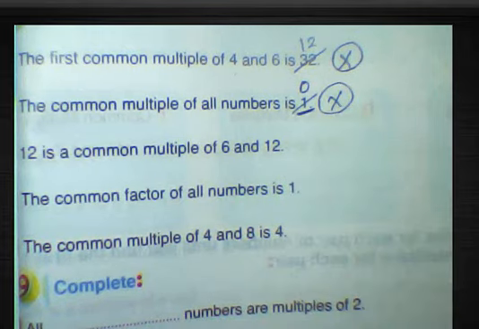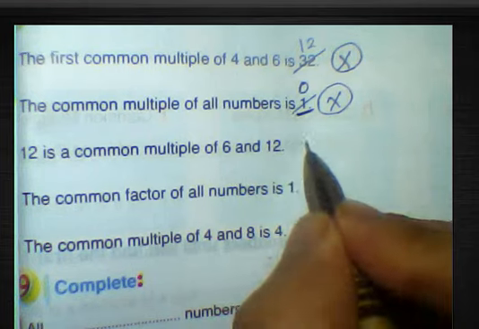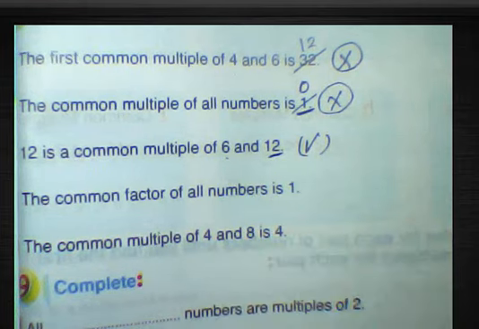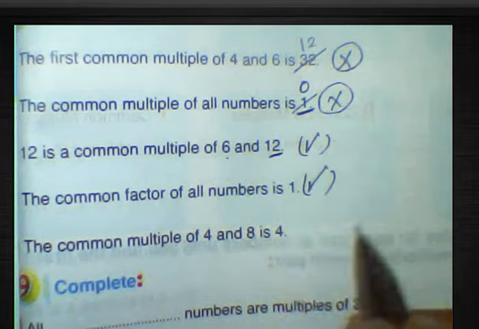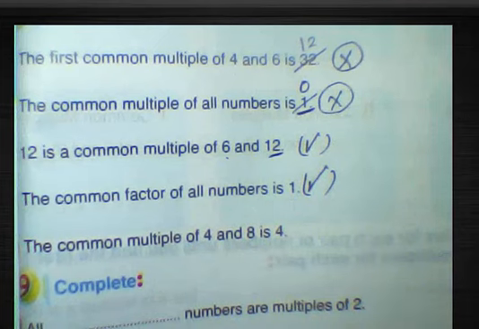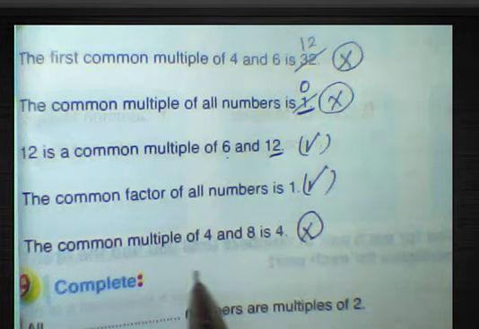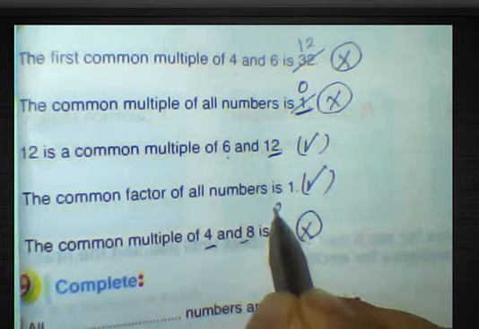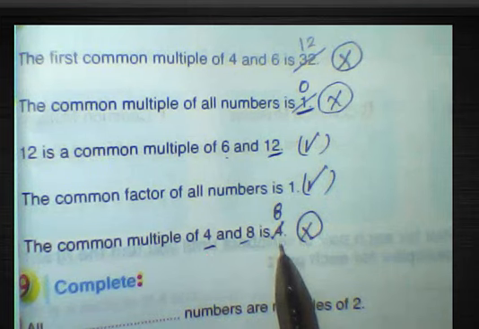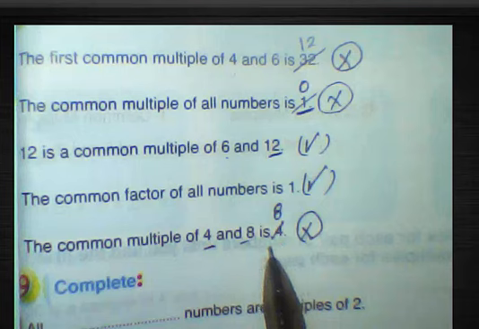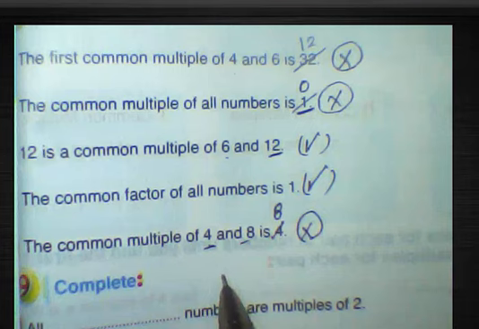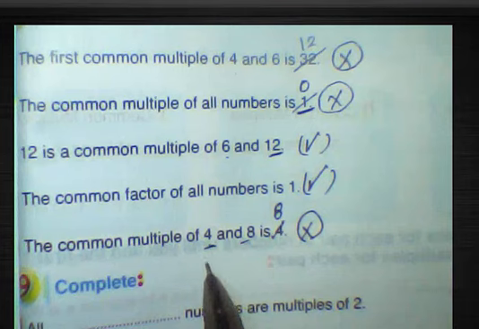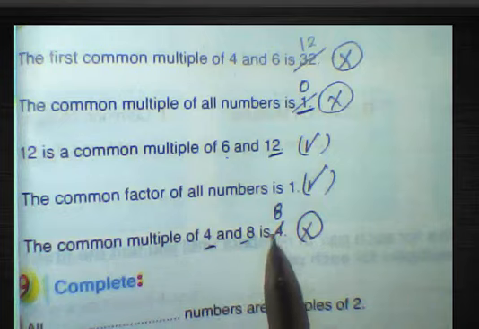12 is a common multiple of 6 and 12. It's true, because 12 can divide by 6. The common factor of all numbers is 1. It's true, because all numbers can divide by 1. The common multiple of 4 and 8 is 4. It's false, because the common multiple of 4 and 8 is 8, because 8 can divide by 4. But 4 here is the greatest common factor between 4 and 8. The greatest common factor between 4 and 8 will be 4. But the common multiple of 4 and 8 is 8.